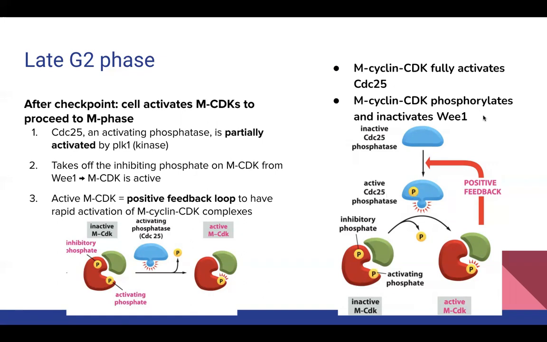And then at the same time of it fully activating CDC25, M-cyclin CDK will also be able to phosphorylate and inactivate WEE1. So then it'll just move pretty quick through because you'll have CDC25 taking all off the inhibitory phosphates and no WEE1 to put them back on. And yeah, that's how you get enough of the M-cyclin CDK active to be able to go into M phase.